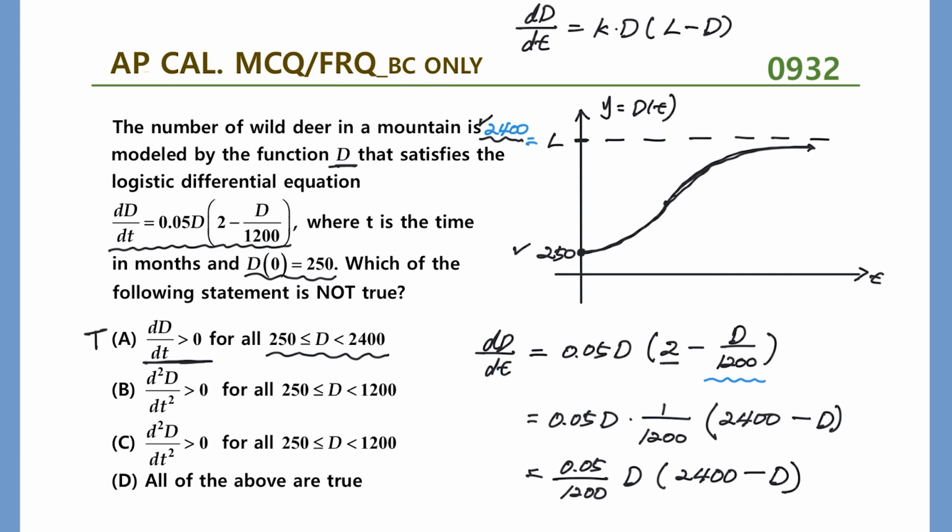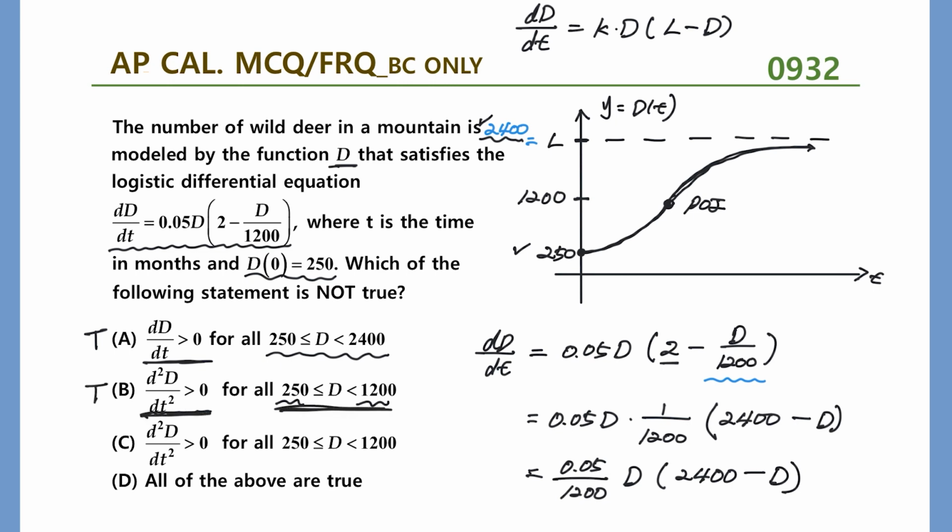B, our second derivative is positive for all d from 250 to 1200. Well, we have a point of inflection when our population d is half of the carrying capacity, which is 1200. So from here to here, our curve is concave up, which means the second derivative is positive in this interval, right?